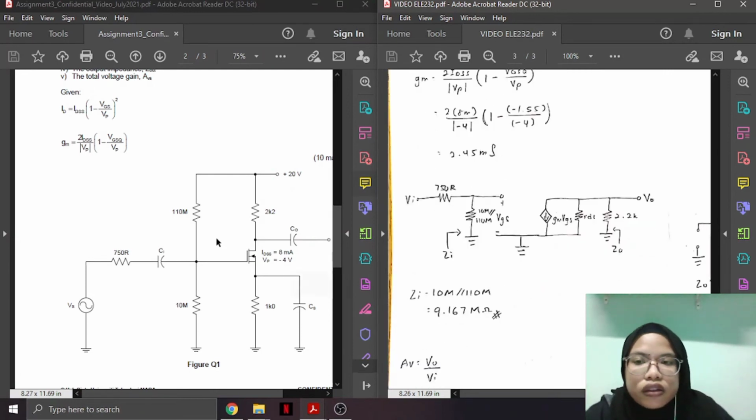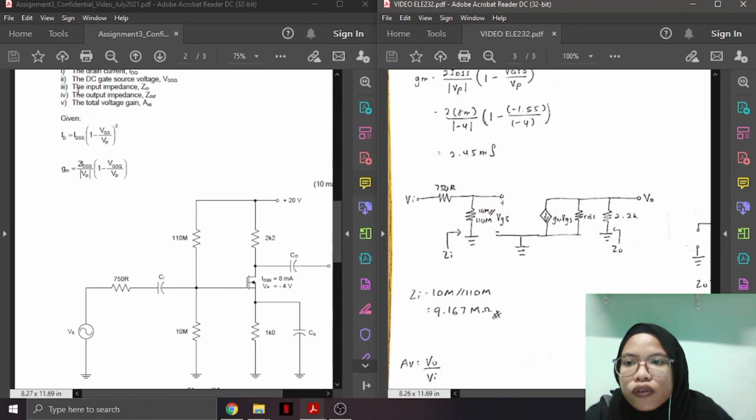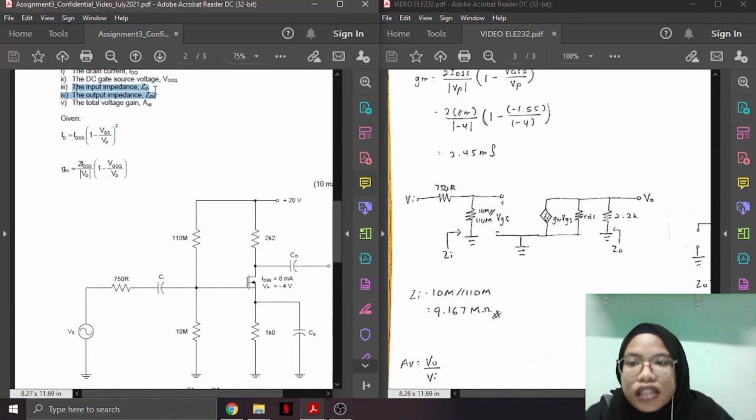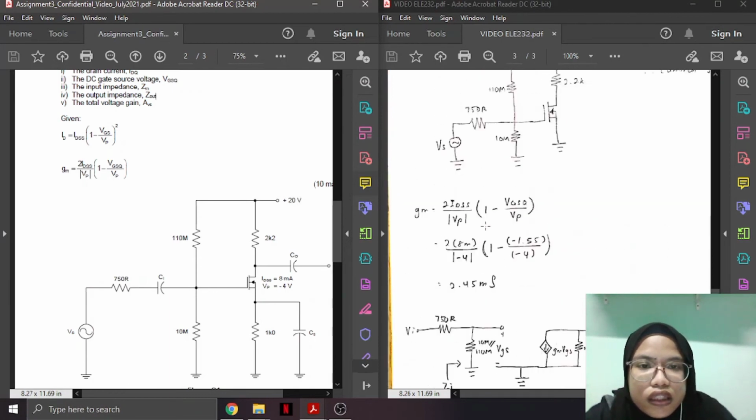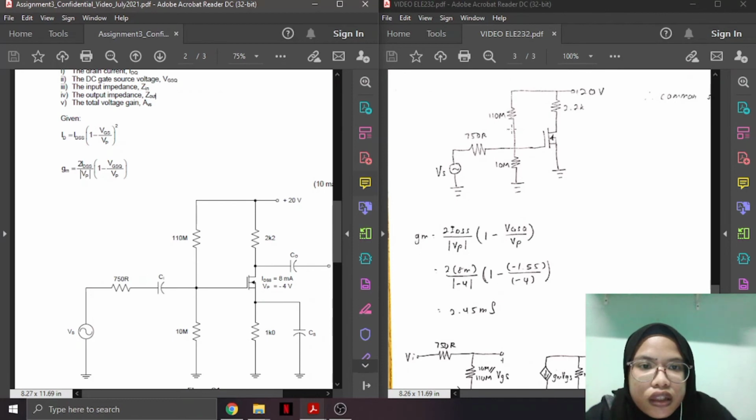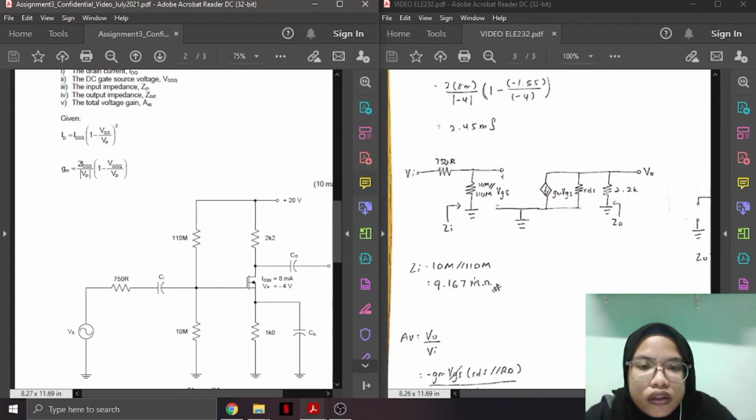So the third question is we need to find the input impedance Zin. This is the Zin. So the Zin is from here and also here. So we only need to parallel it. So 10 mega parallel with 110 mega is equal to 9.167 mega ohm. That is the Zin.